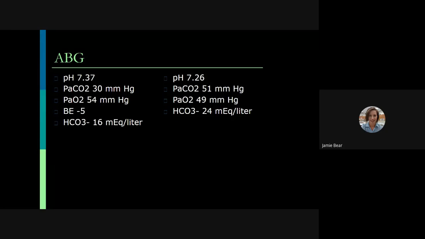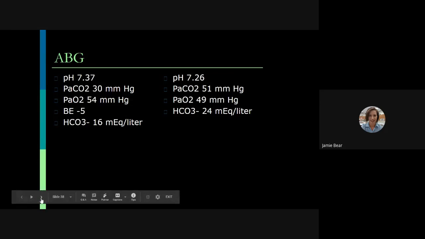This patient with 7.26 is acidotic. A PaCO2 of 51 is also acidotic. A PaO2 of 49 is moderate hypoxemia. So this patient has acute respiratory acidosis with moderate hypoxemia. And I do want to say that in the previous example, the patient's PaO2 of 54 is also moderate hypoxemia.